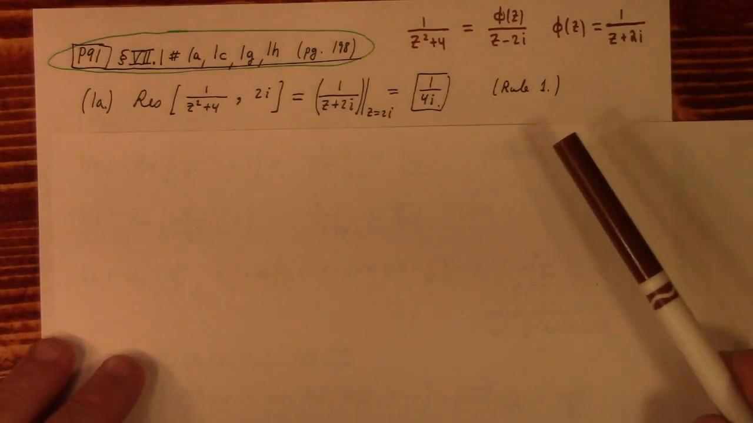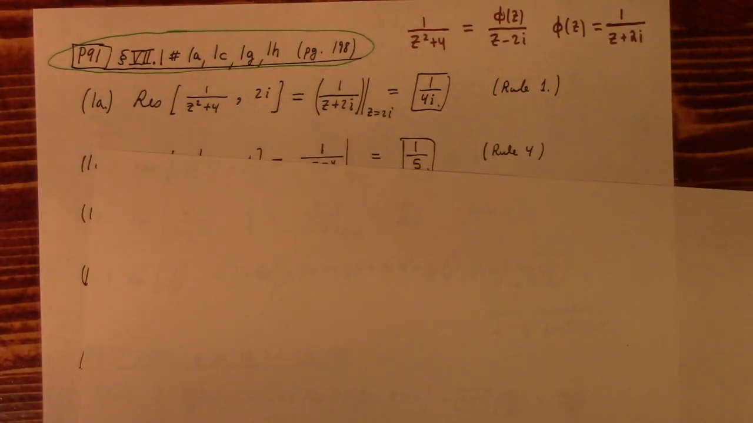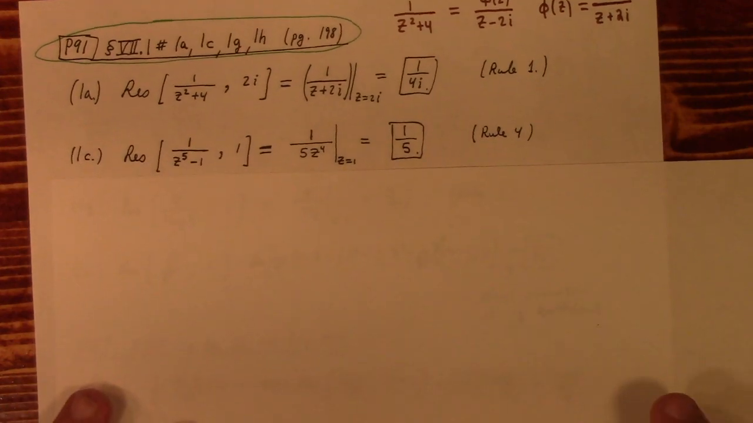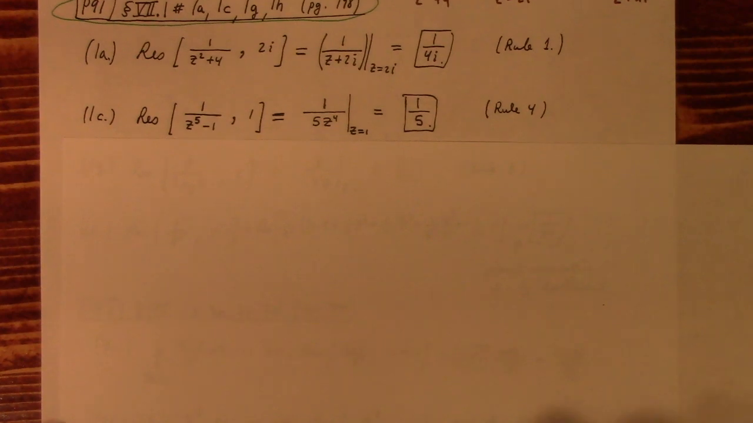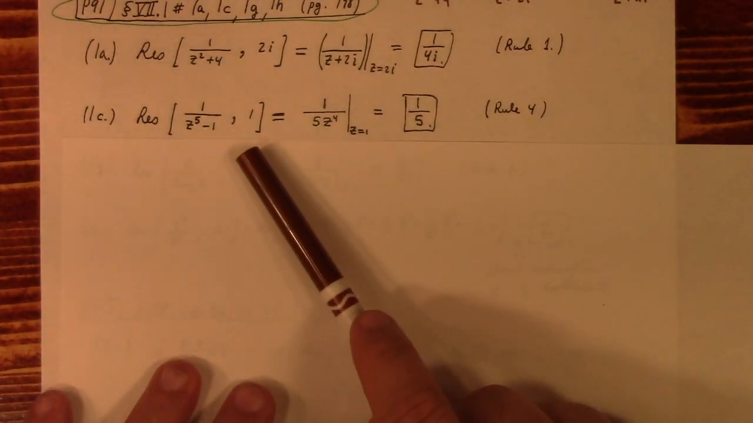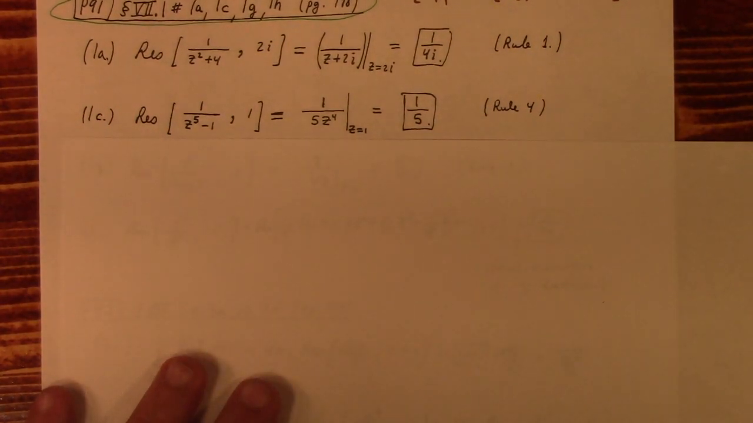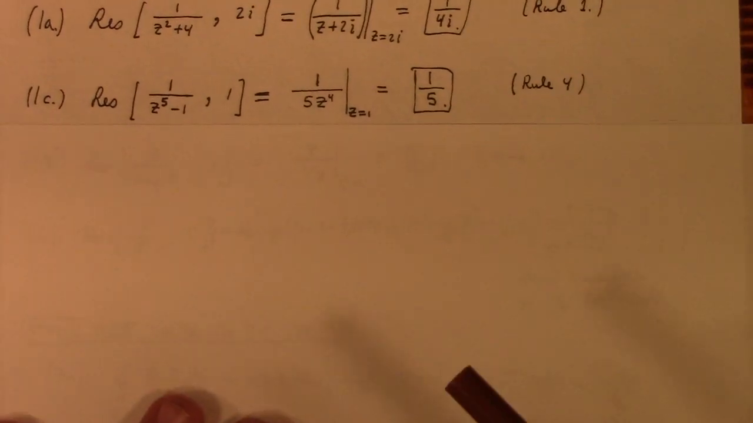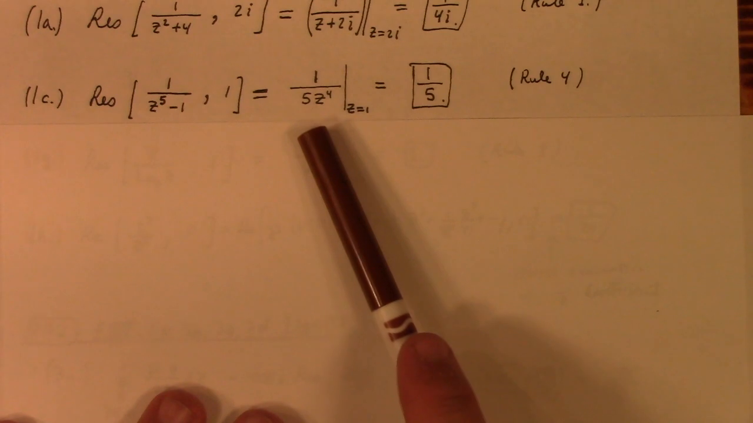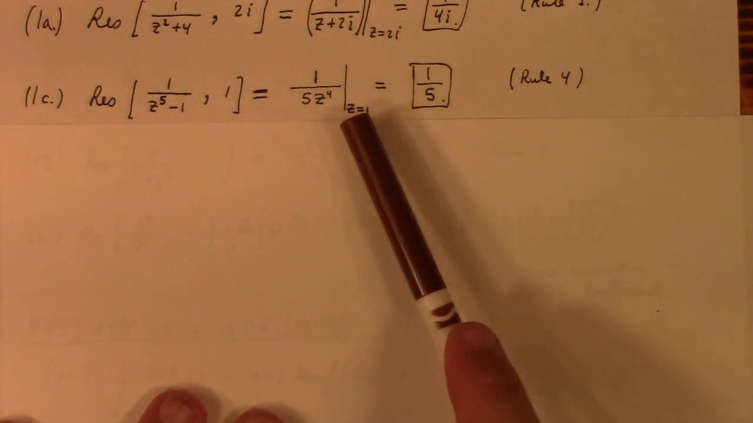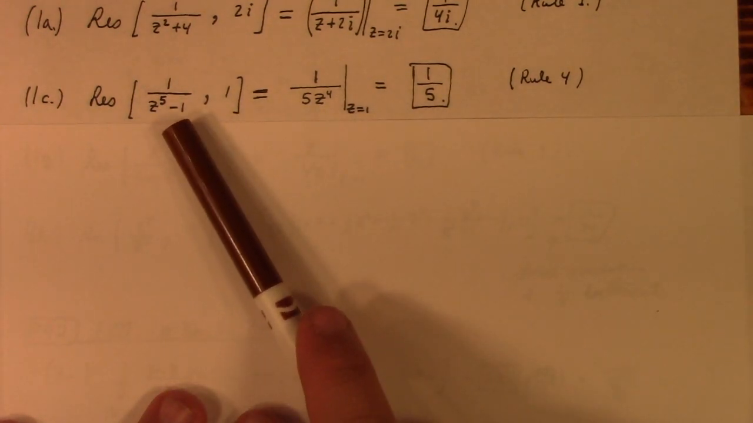All right, so there's that. This one, 1 over z to the 5th minus 1. Let me zoom in a bit here. All right, well, that's, I say, 1 over 5. So what am I doing here? Oh, this is rule 4.